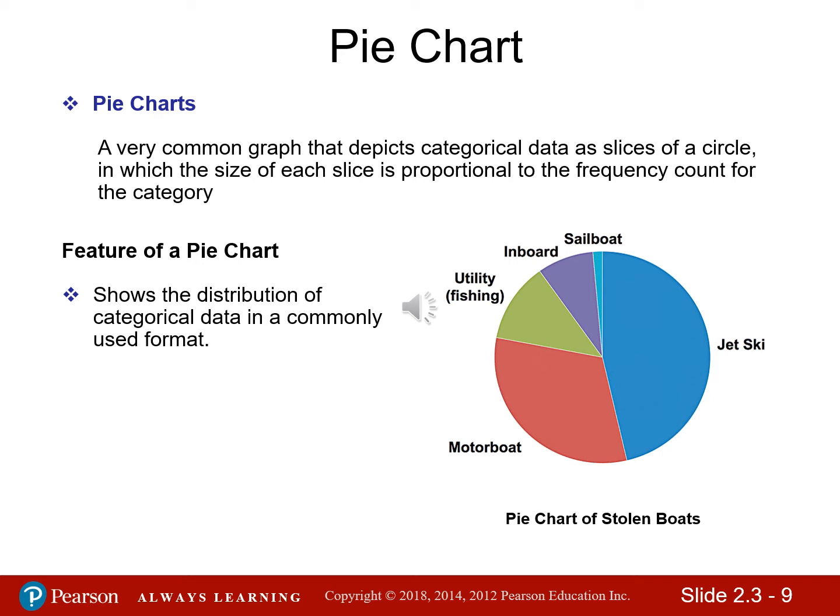An important feature of a pie chart is that it shows the distribution of categorical data in a commonly used format.